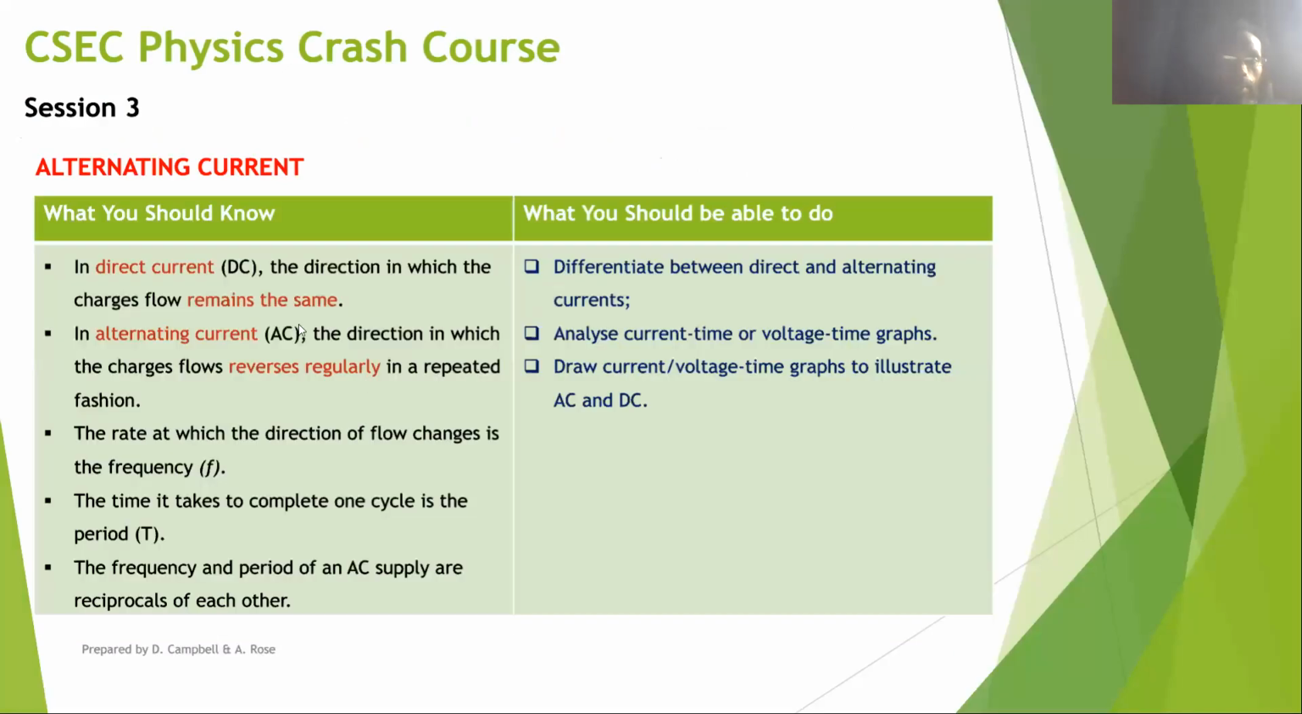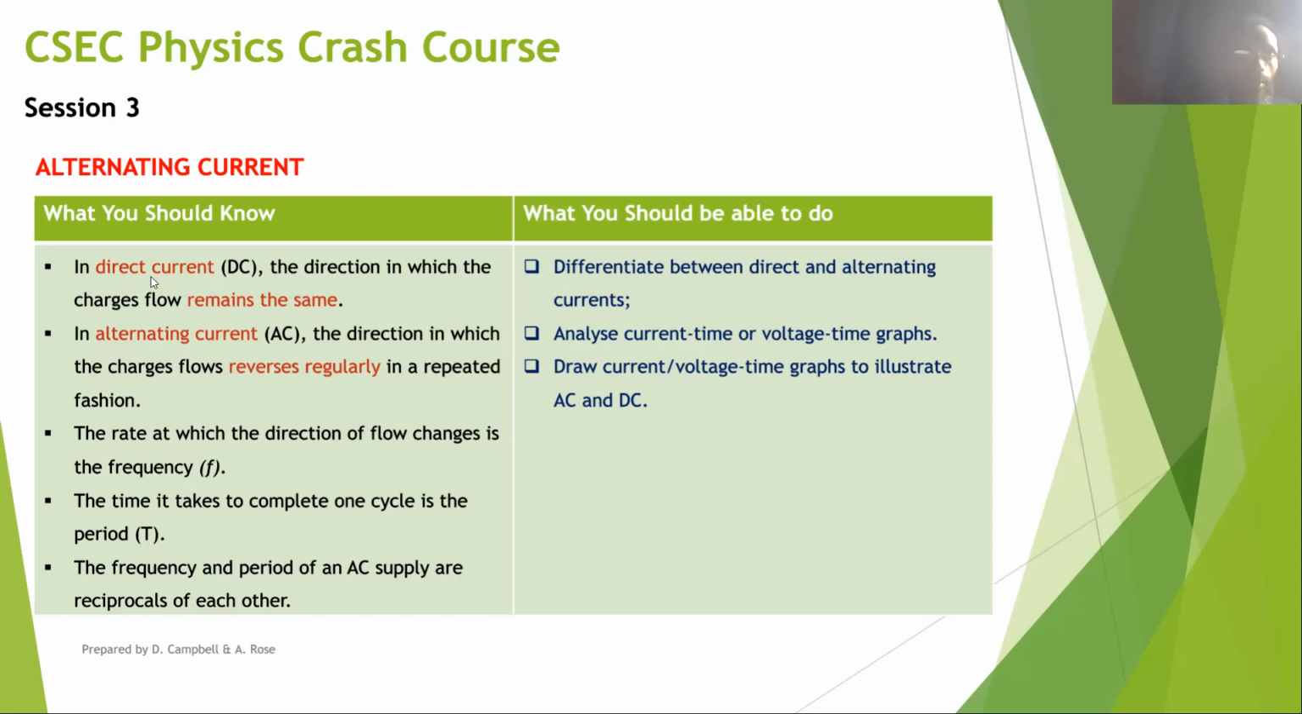All right, alternating current. You can use this table for your own purpose, but I'll just be going through some of these points. In the left-hand column, we have what you should know. So these are the concepts, maybe definitions and so on. And then in the right column, we have what you should be able to do. And this is coming from the syllabus, right? So what you should know for alternating current, first thing, you have to know what direct current is as well.